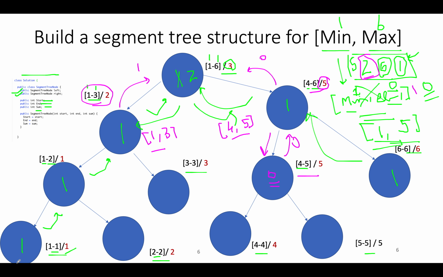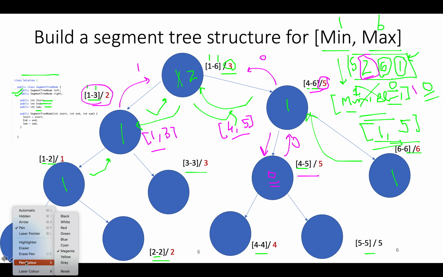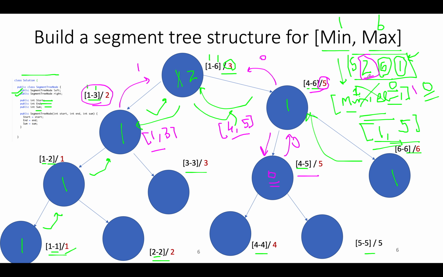So we'll go and update the segment tree. Let me just change the color of pen, and let's take blue this time. And we'll update the segment tree, adding the node with the second value in it. So we'll update this to 1. This node gets updated and all the nodes up in its trajectory will be updated. So this gets updated to 2, this gets updated to 2, this gets updated to 3.